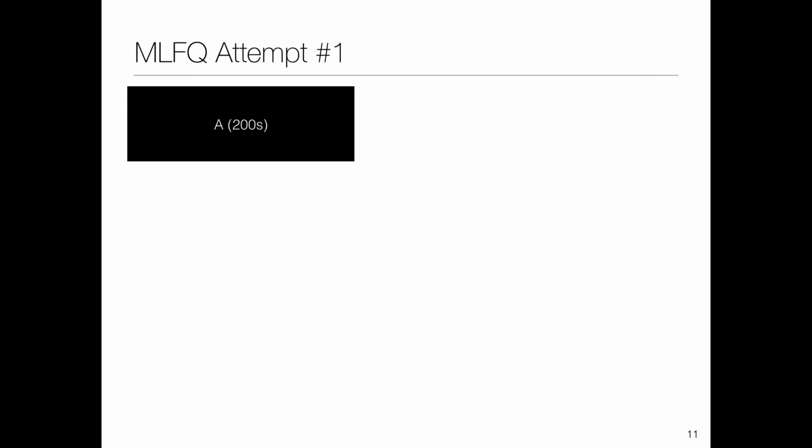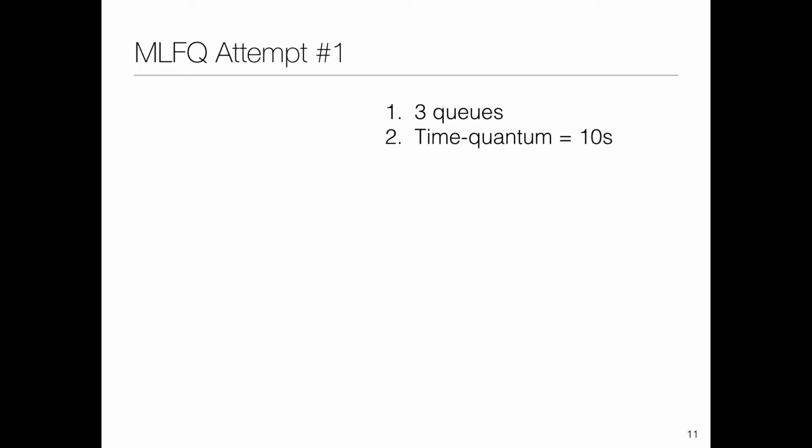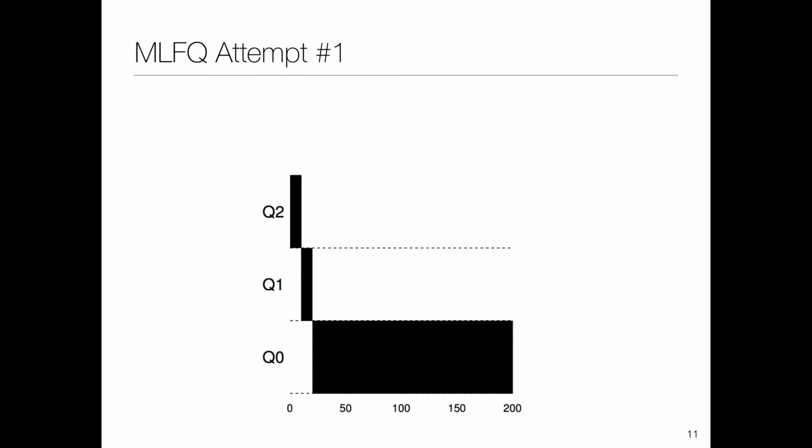So we'll come up with the first attempt at solving MLFQ. Let's say we have a process A which requires to run for 200 units or seconds. And we have 3 queues, Q2, Q1, and Q0. And the time quantum is 10 seconds. By time quantum, I mean the time quantum of round robin, or the time quantum of execution in each of these queues. So Q2 has a time quantum of 10. For 10 units, process A runs on Q2.